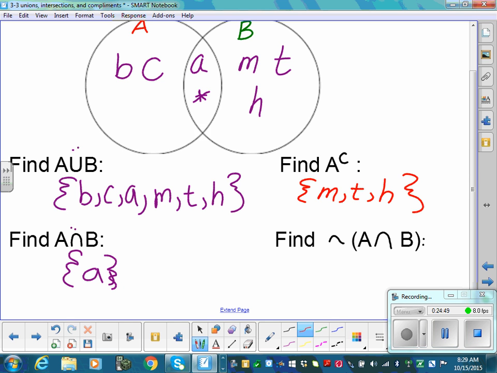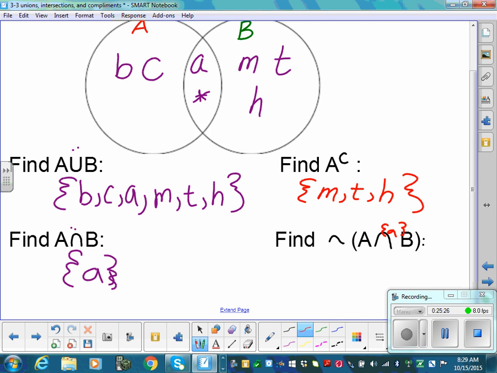And then this one. It says find the complement of A intersect B. Now with something like this, you'll want to work from the inside out. So first of all, before we find the complement, that means everything not, we need to find what's in the set of A intersect B. Well, we already know A intersect B, right? It's A. So for this part, I'm just going to write right here, we know it's A. So what's everything not in that set? B, C, and T, H.